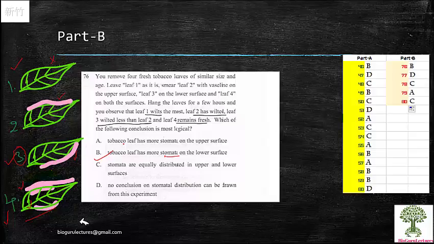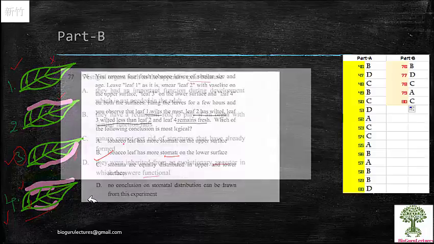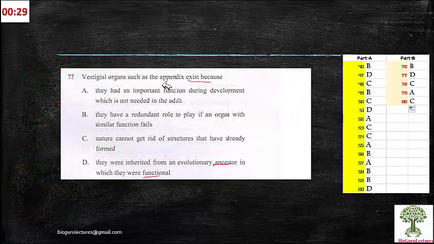Let's go to the next question, 77th one. Vestigial organs such as the appendix exist because these were part of evolutionary ancestors which were functional, and now they are no longer functional, but still they exist.